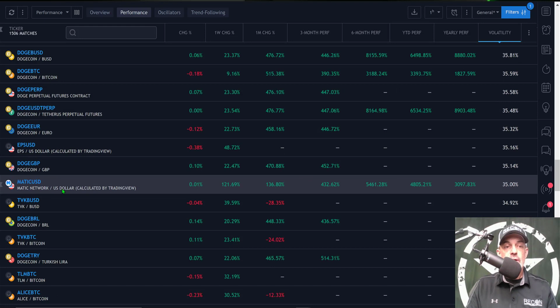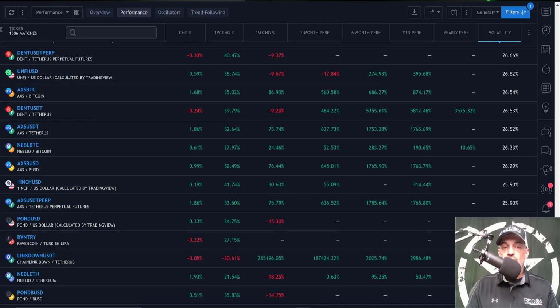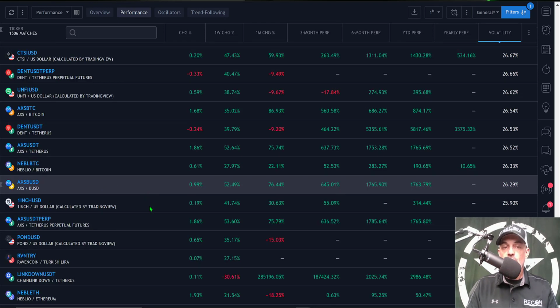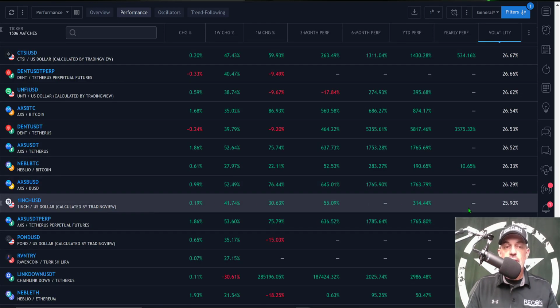And for example, here is Matic, or Polychain. That would be a coin that's on my radar and I'd be willing to trade. And you can see it has a pretty high volatility. And if I continue to scroll down, here's 1-inch USD. That would be a coin I'd be willing to trade. That is a coin that is on my radar on a regular basis. So I think you get the idea. You can jump over here to TradingView, go to their crypto screener, put in the filter for your exchange, search under volatility, pick a coin, and then start to do your recon from there.